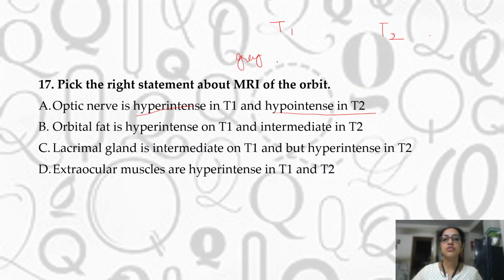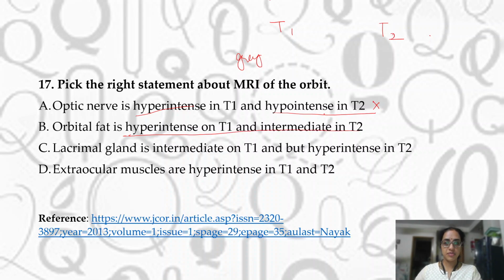Okay, so what happens to gray matter in T1 and T2? In T1 it is gray, in T2 it becomes lighter. So it should be hypo in T1 and hyper in T2. So this statement is wrong. Orbital fat is hyperintense on T1 and intermediate on T2. Okay. Lacrimal gland is intermediate in T1 but hyperintense in T2. Extraocular muscles are hyperintense in T1 and T2. So the right answer here is orbital fat, which is hyperintense on T1 and intermediate on T2.